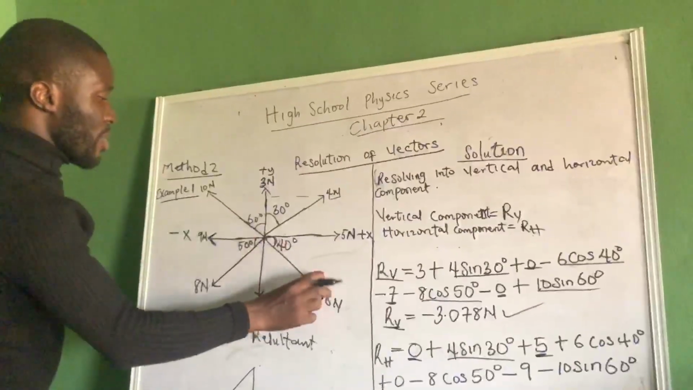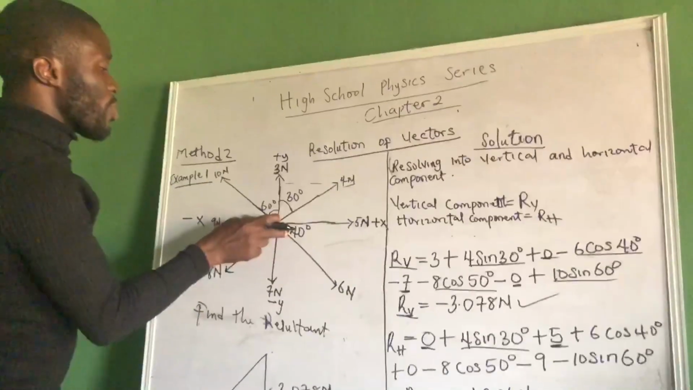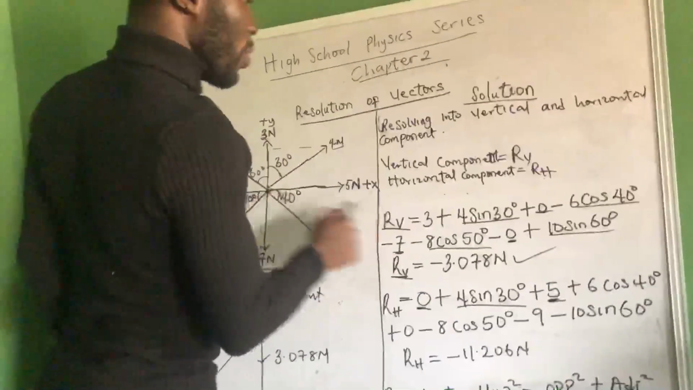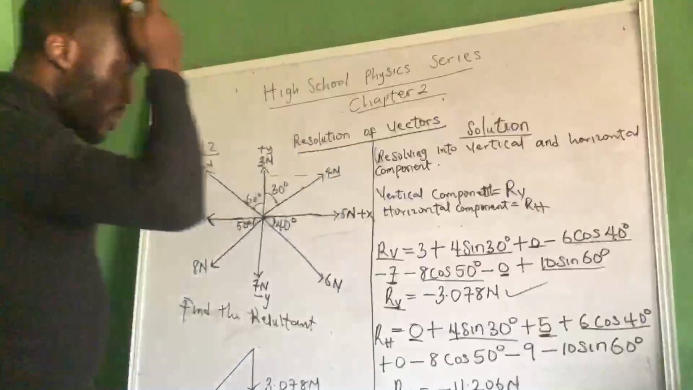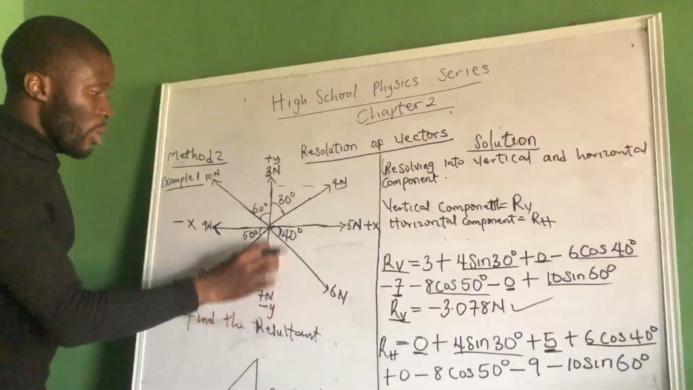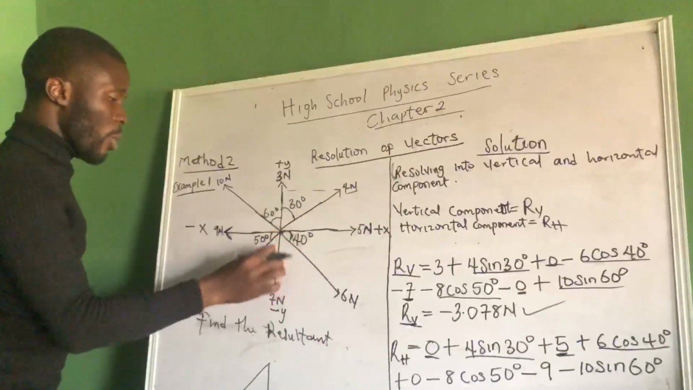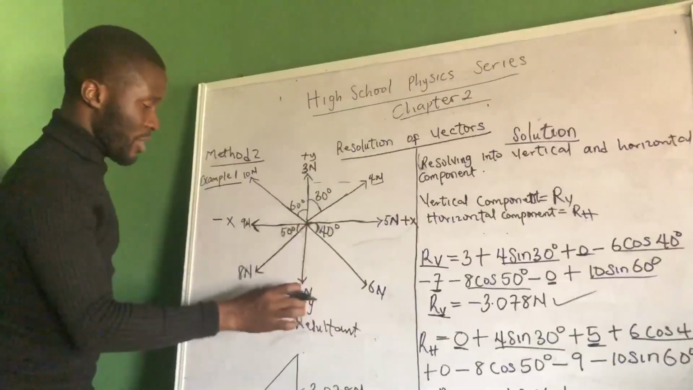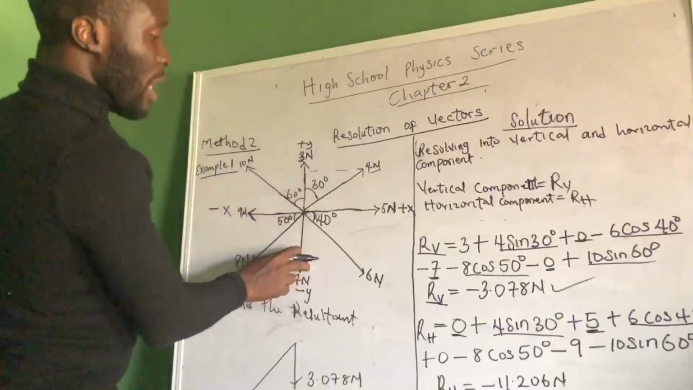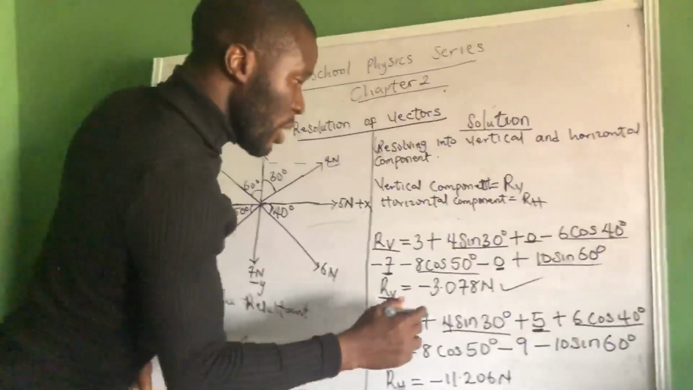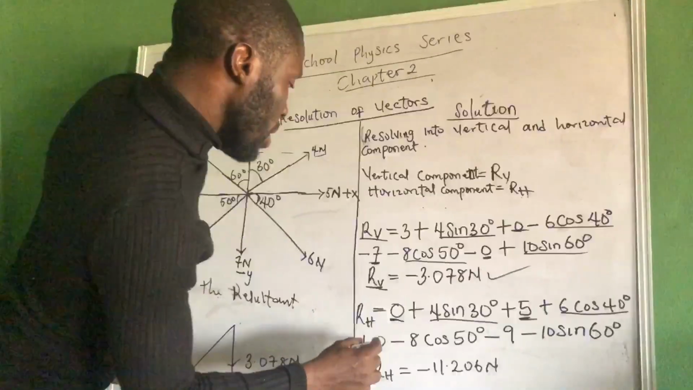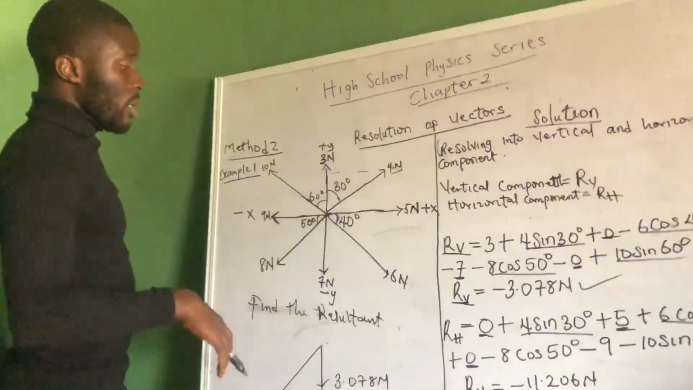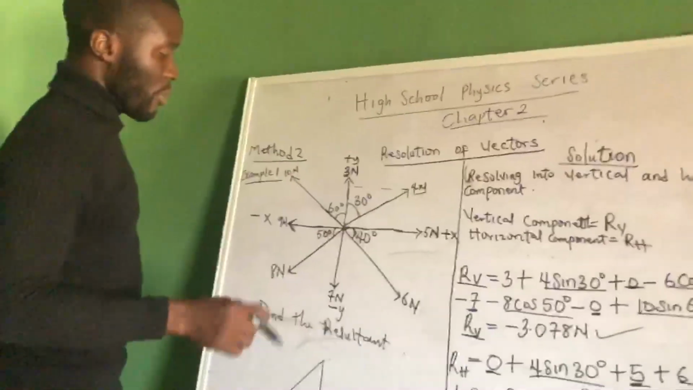Now, the next is 6. 6 is inclined to the horizontal component, and we are resolving along the horizontal component. That will be 6 cos 40. Then we have 7. 7 is on the vertical y-axis. So it will be 0 since we are resolving along the horizontal component. That will be plus 0 or minus 0, anything you like. 0 has no negative or positive.